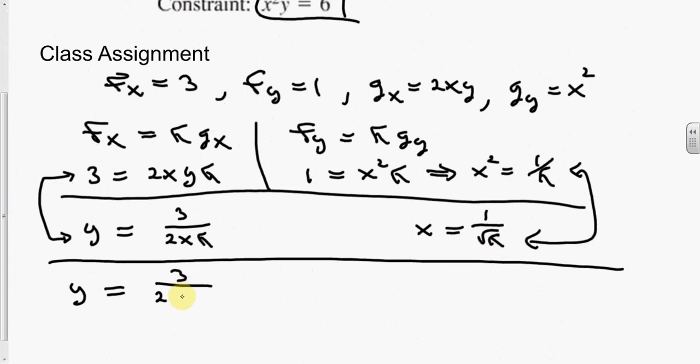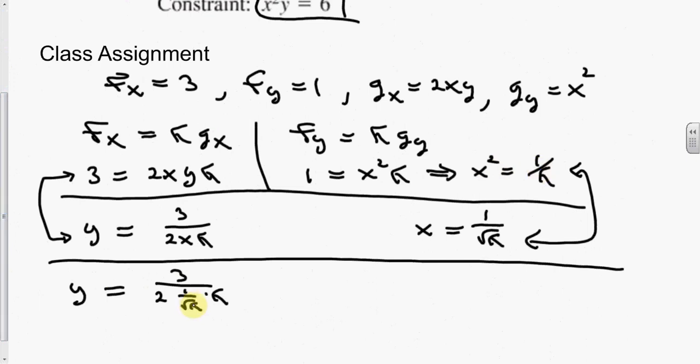So this is times x, or 1 over the square root of lambda, and then this is times lambda. So let's simplify that, and then we're going to put whatever we get here for y, we'll plug that into the constraint equation, and then we know that x squared is equal to 1 over y.